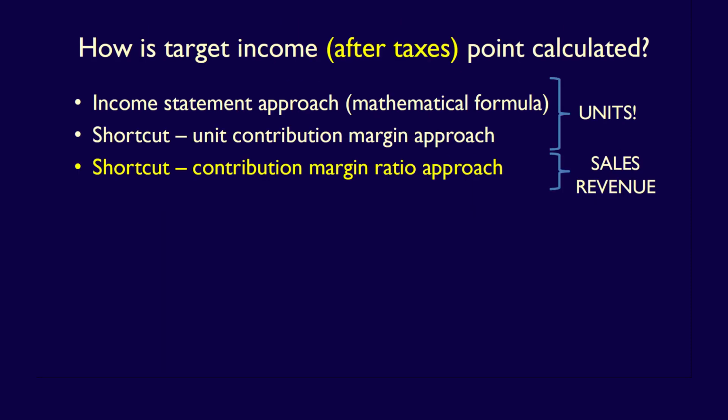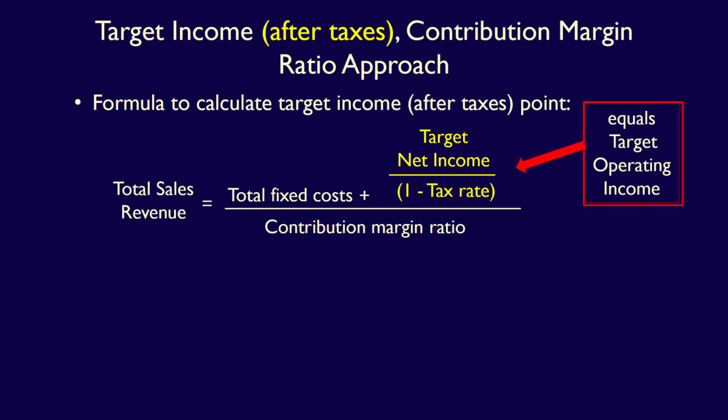And we can do this for the last shortcut too, the contribution margin ratio approach, to calculate the required sales revenue. We have again updated the formula to be as follows. Total sales revenue is equal to total fixed costs plus target net income divided by (1 minus the tax rate), all divided by the contribution margin ratio. Again, the formula of net income divided by (1 minus the tax rate) will calculate the target operating income, which is what our original formula used.